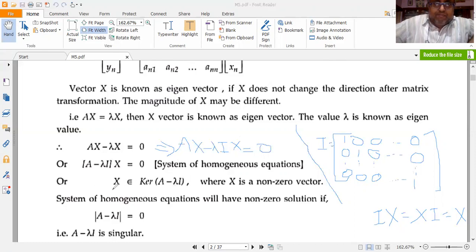Now, if X belongs to KER, this is called the kernel. This is called, let me write it here, sorry.